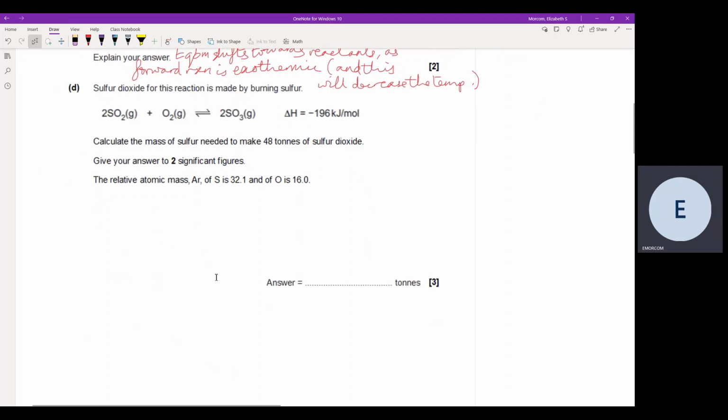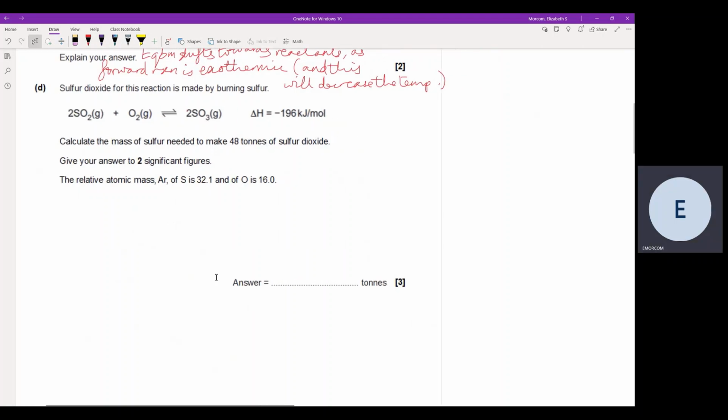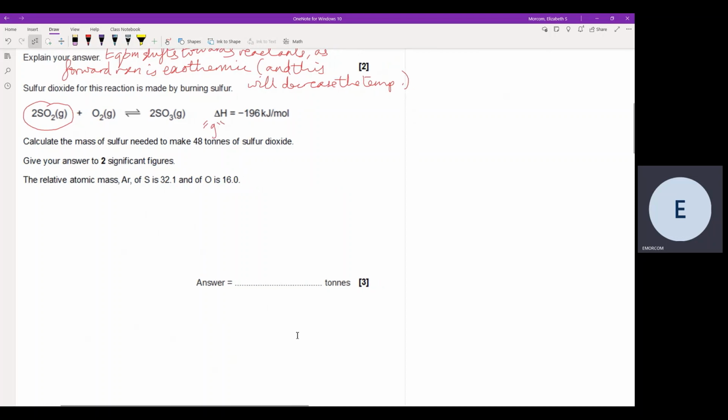Sulfur dioxide for this reaction is made by burning sulfur. They've repeated that equation, but we are looking at SO2 being the product. Calculate the mass of sulfur needed to make 48 tons of sulfur dioxide. Now, when it says tons, we can literally just substitute grams and then resubstitute the word tons. Give your answer to two significant figures.